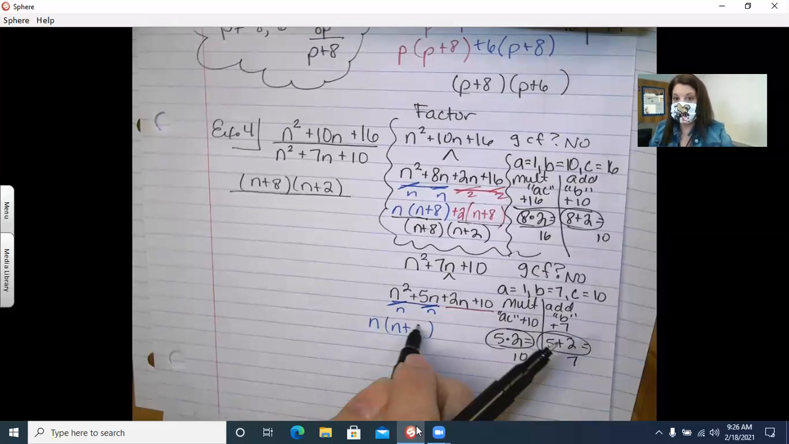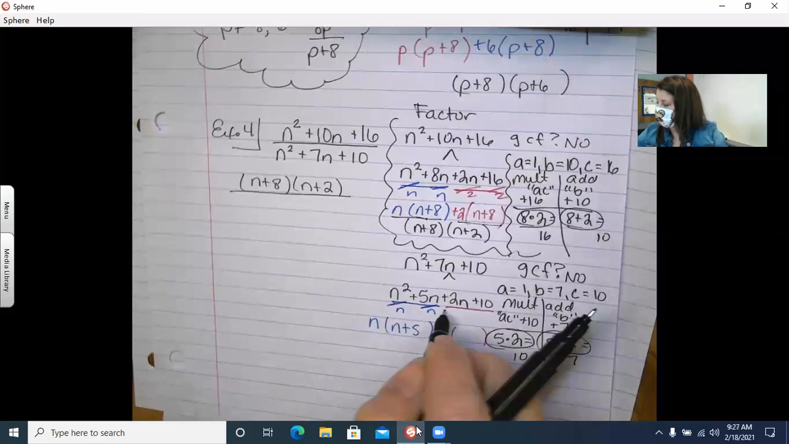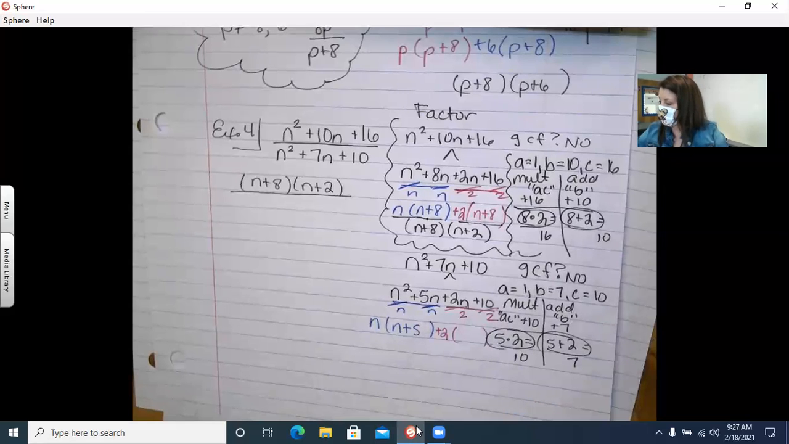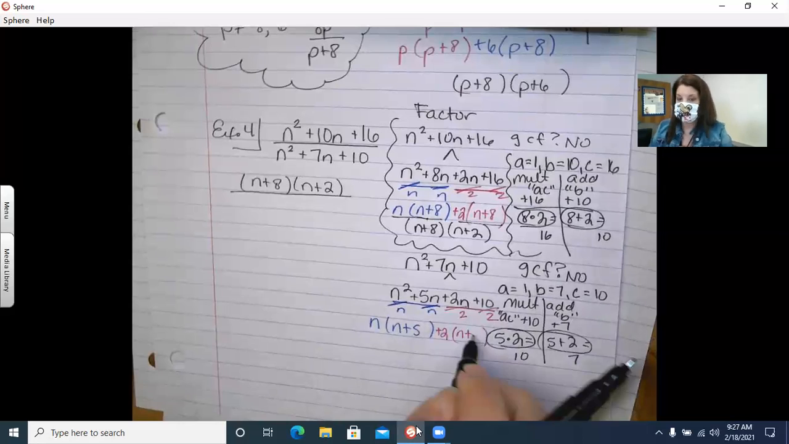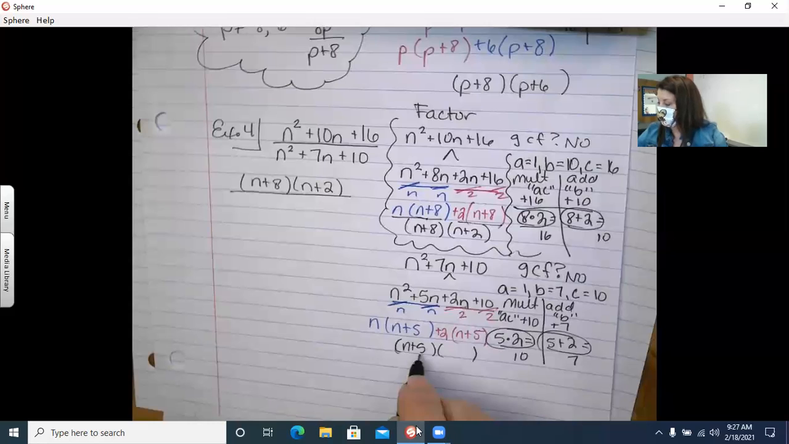What is the GCF of the second group? Plus 2. What's left after you factor it out? Is this quadratic factorable? Yes. So 2 sets of parentheses. What do we put in one set? N plus 5, because that's the greatest common factor. We're factoring it out, and when we do, what's left?